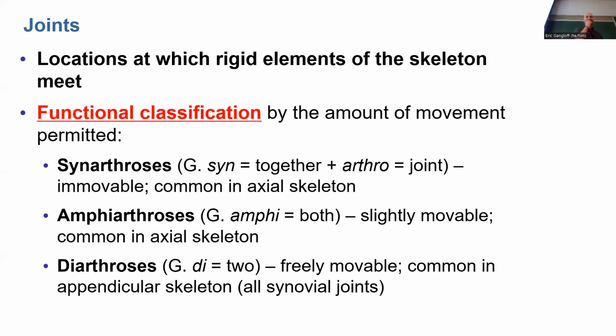And finally, we have diarthritic joints or diarthroses. These are your freely movable joints, and they're common in your appendicular skeleton. Chances are, when you hear the word joint or articulation, this is what you think of: your shoulder, your elbow, your wrist, your toes, the knuckles of your fingers, your knee, etc. So, functional classification based on how much they move. We have synarthritic, no movement; amphiarthritic, just a little movement; and diarthritic, lots of movement.